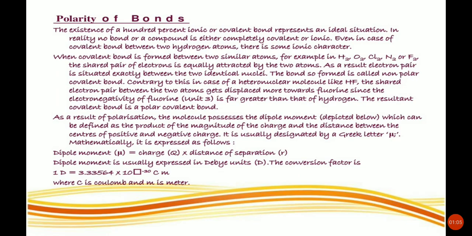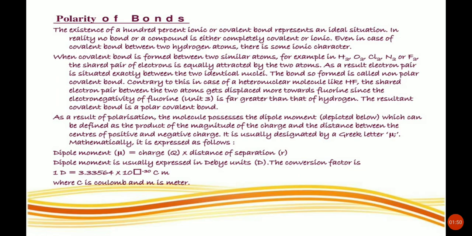When a covalent bond is formed between two similar atoms, for example hydrogen, oxygen, chlorine, nitrogen and fluorine, the shared pair of electrons is equally attracted by the two atoms, or we can say the shared pair is equally distributed between the two atoms. As a result, the electron pair is situated exactly between the two identical nuclei. The bond so formed is known as a non-polar covalent bond. That means there is no distinction in the electrons. Electrons are equally shared.